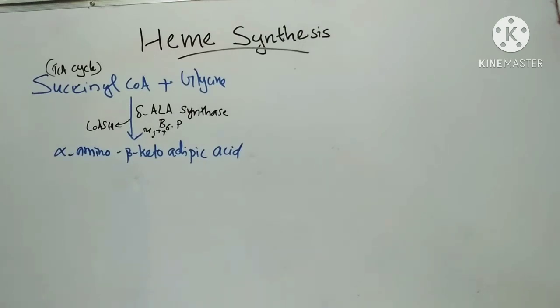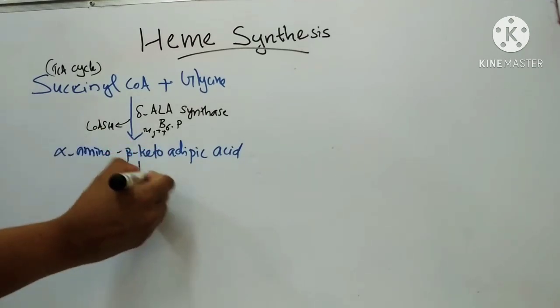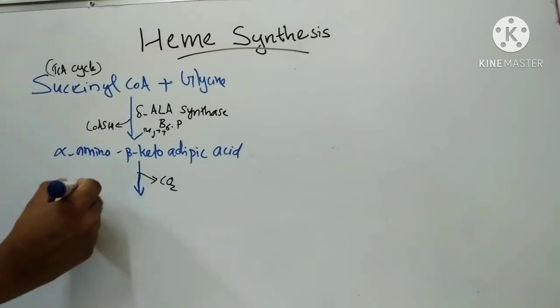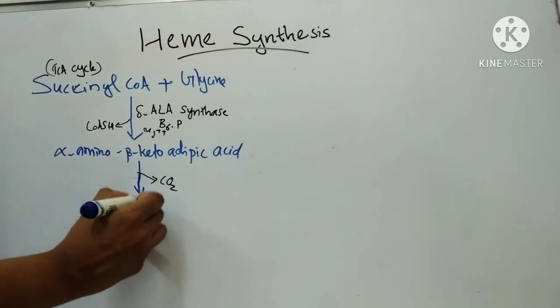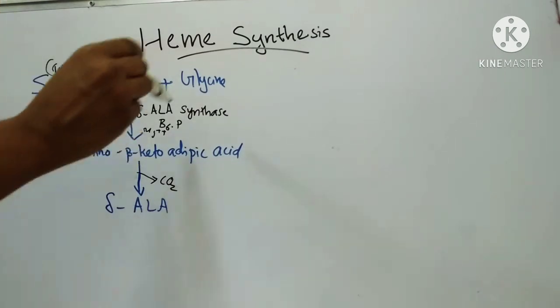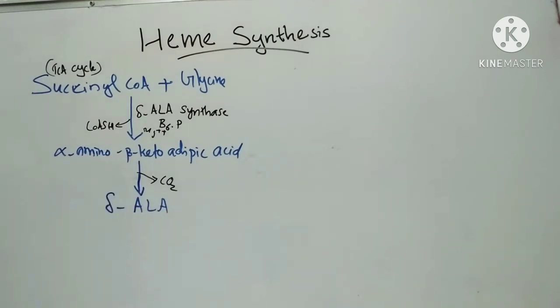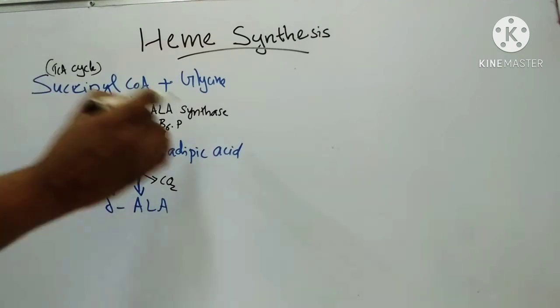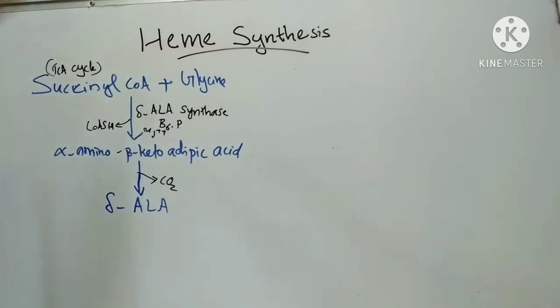Then this alpha amino beta keto adipic acid undergoes decarboxylation to produce delta amino levulinic acid. So both the reactions are catalyzed by the same enzyme, that is delta amino levulinic acid synthase. This enzyme requires B6-phosphate and Mg++ as coenzyme.